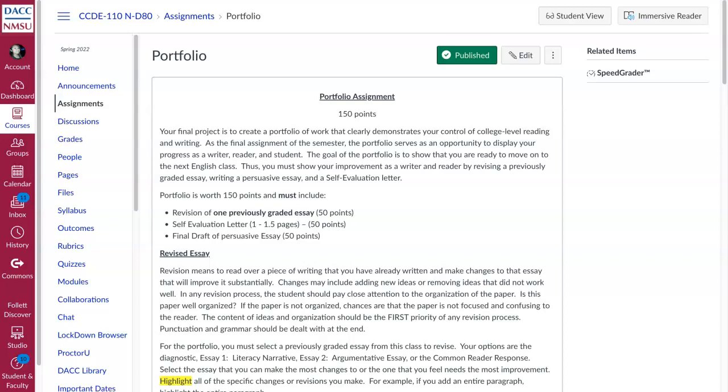Hi class, today I am going to go over the portfolio assignment. I'm going to go ahead and explain the instructions in more detail.